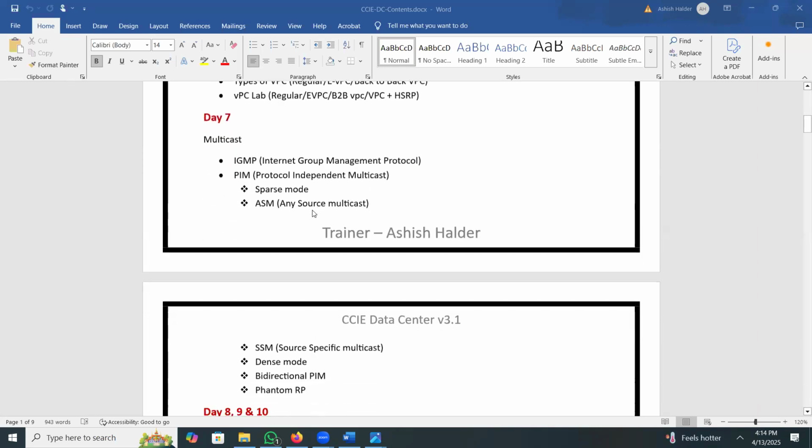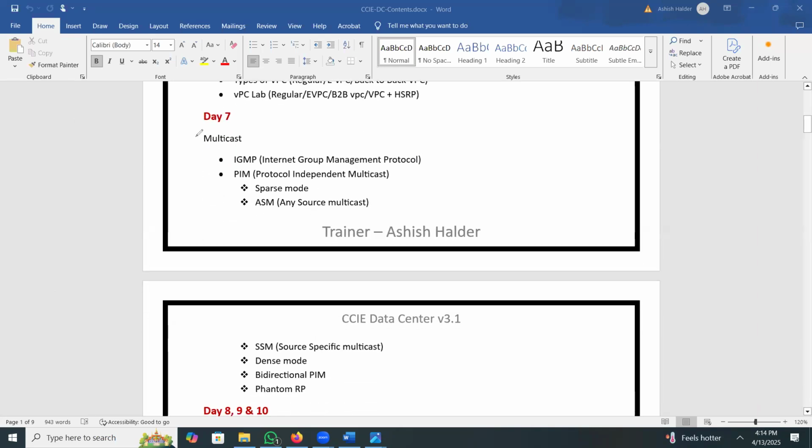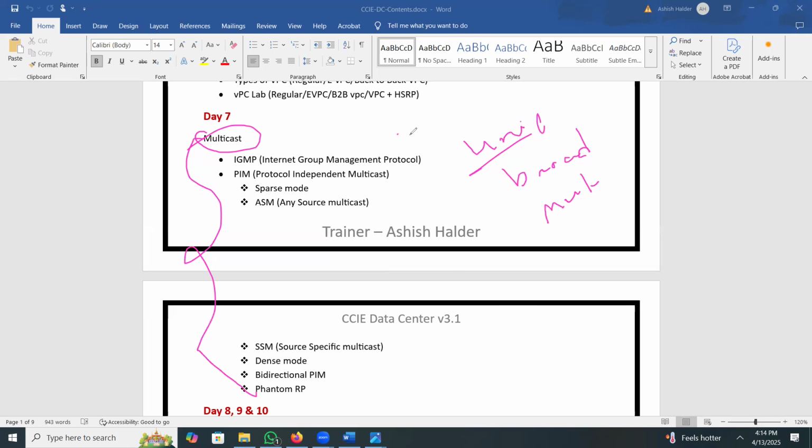Then on day 7 or class 7, we will discuss multicast. We have heard about unicast, broadcast, and multicast. Here I will discuss how multicast works and how a multicast network should be configured. Okay, everything I will discuss. Unicast is one-to-one communication. Broadcast is one-to-many or all. Multicast is group-based communication. So one-to-many, but not all.